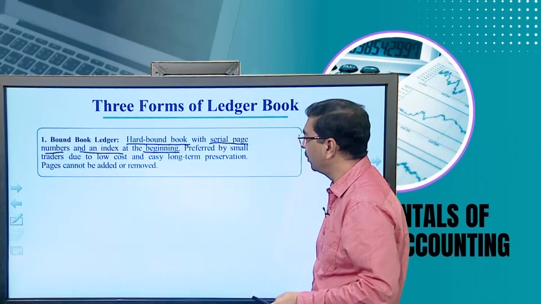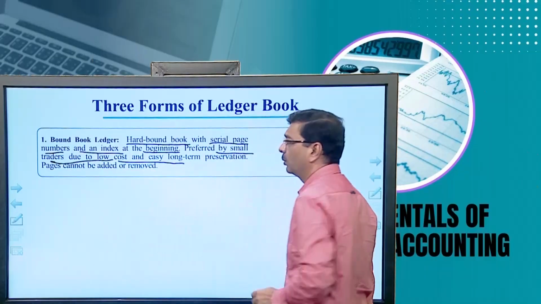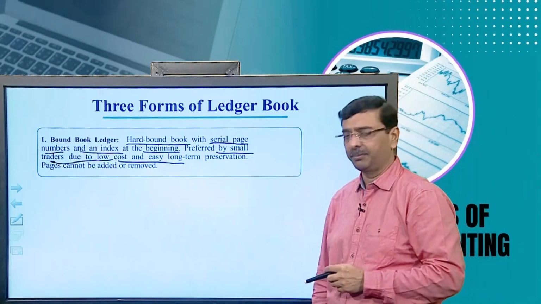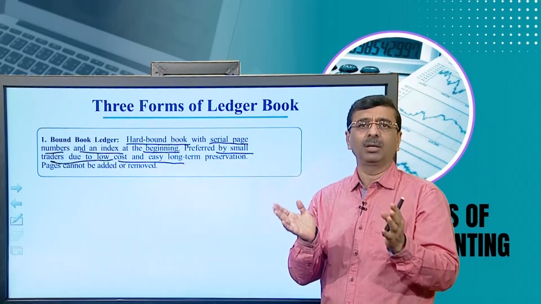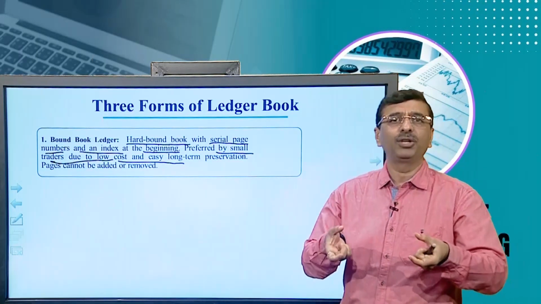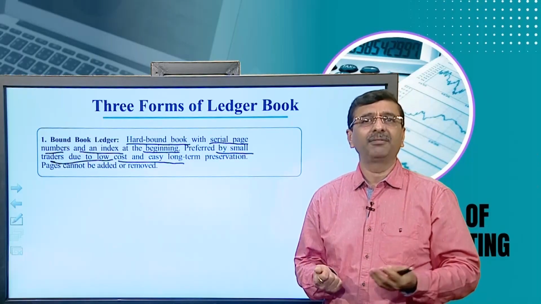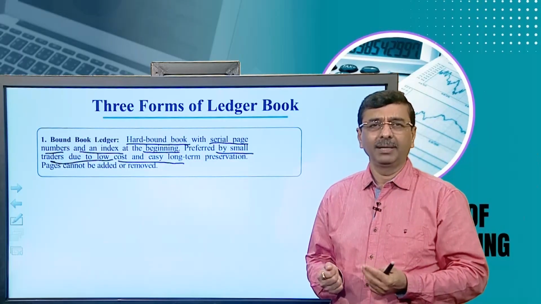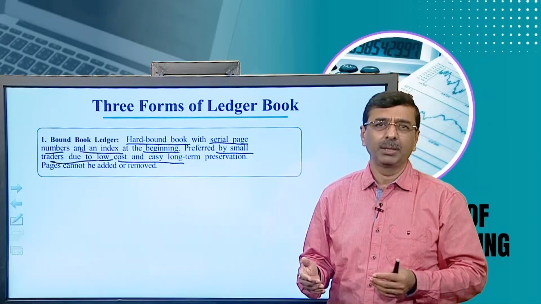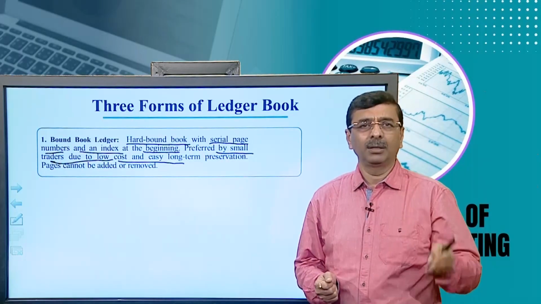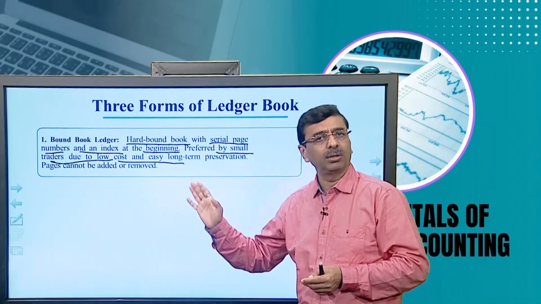So, that is hard bound and it is preferred by small traders due to low cost and easy long term preservation. So, ultimately the hard book ledger book, where the book is already ready. You can easily identify these books in stationery shops, where hard books are available, index pages are given, all the page numbers are also given, and you just open the ledger accounts on a different page, correct, and this particular book is easily available.